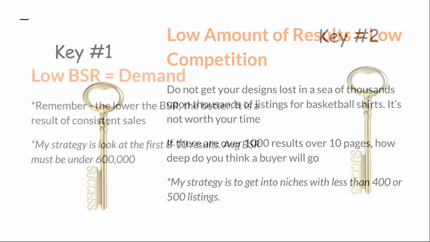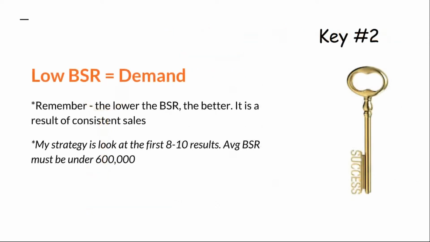The next key is going to be low BSR. Like I said before, low BSR equals demand. So like I said before with that illustration video, the lower the BSR, the more it's selling. The better it is a result of consistent sales. So my strategy is to look for the first 8 to 10 listings, usually 8, sometimes 10, and I want the average of that to be under 600.